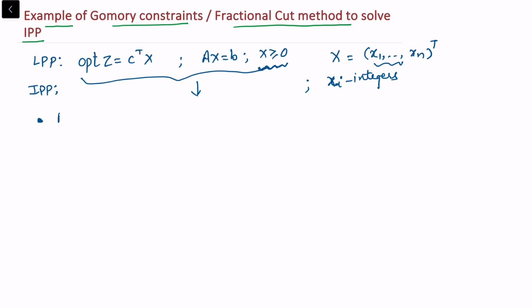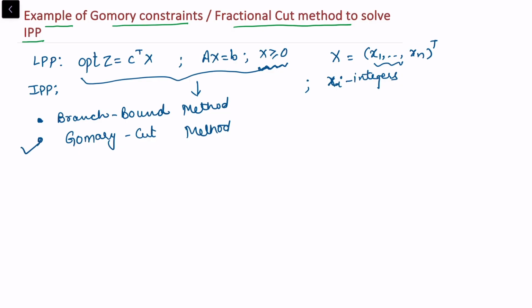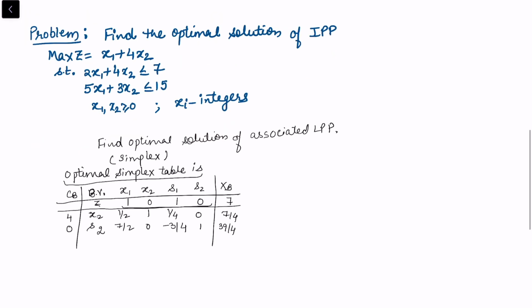In my previous video, I considered the branch and bound method for solving integer programming problems, and I have added this in the description. I've also explained what the Gomory cut method or Gomory constraint method is. So here I'll just add one more example corresponding to the Gomory cut method. Now consider this problem. Here I want to find the optimal solution of the integer programming problem, and we can see that the x's are greater than or equal to 0.